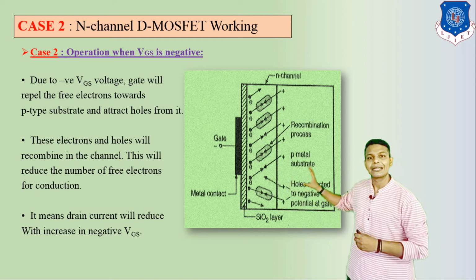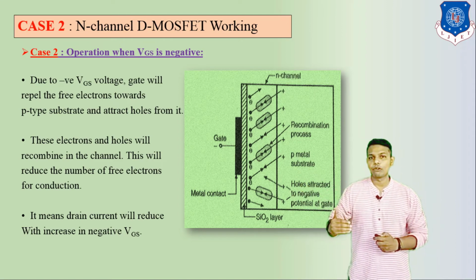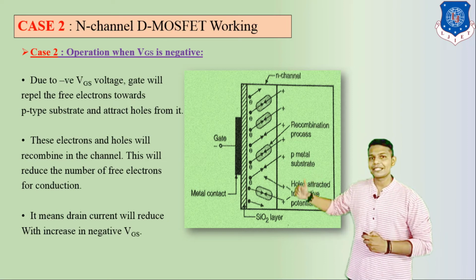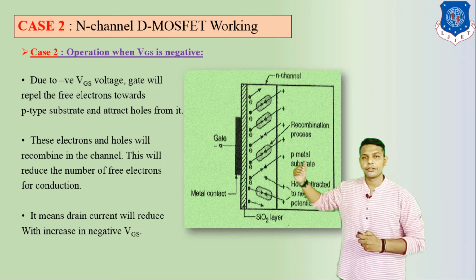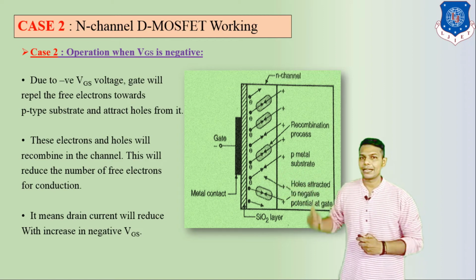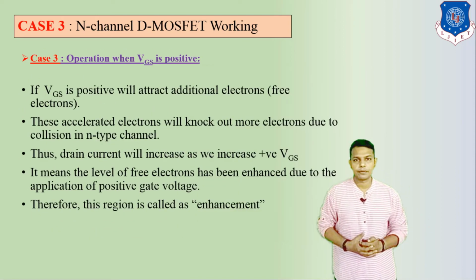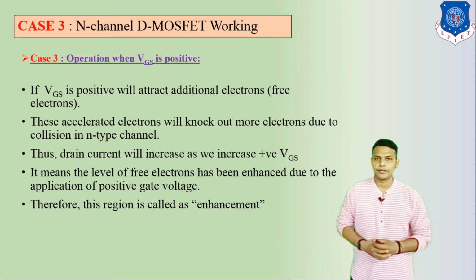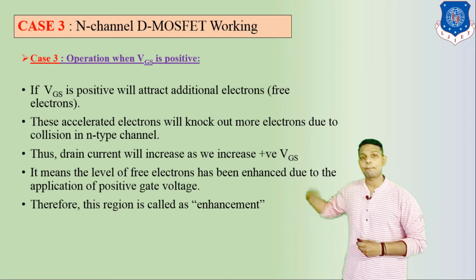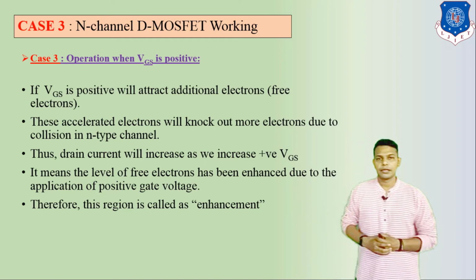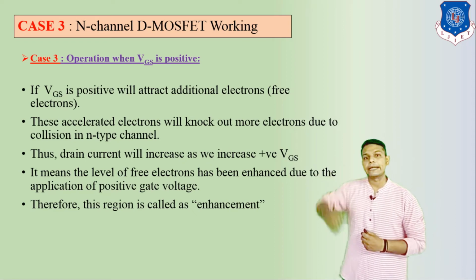So due to these 50 electrons, the flow of current is comparatively low. So this is case number 2. If we increase negative voltage, electron hole pairs are generated and the number of electrons reduces, and that's why the flow of drain current becomes reduced. Now let us discuss case number 3. If we apply VGS in the positive side, then what happens? We should connect positive polarity at the gate terminal.